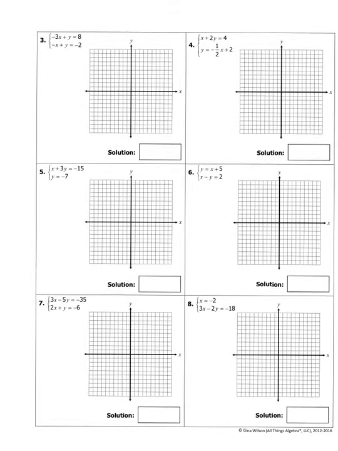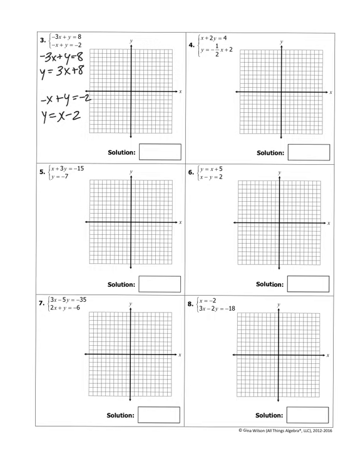All right, number 3. You knew it was coming. Both of these are in standard form, so we've got to convert to slope-intercept. Add 3x to both sides: y equals 3x plus 8. That wasn't too hard. And then add x to both sides: y equals x minus 2.